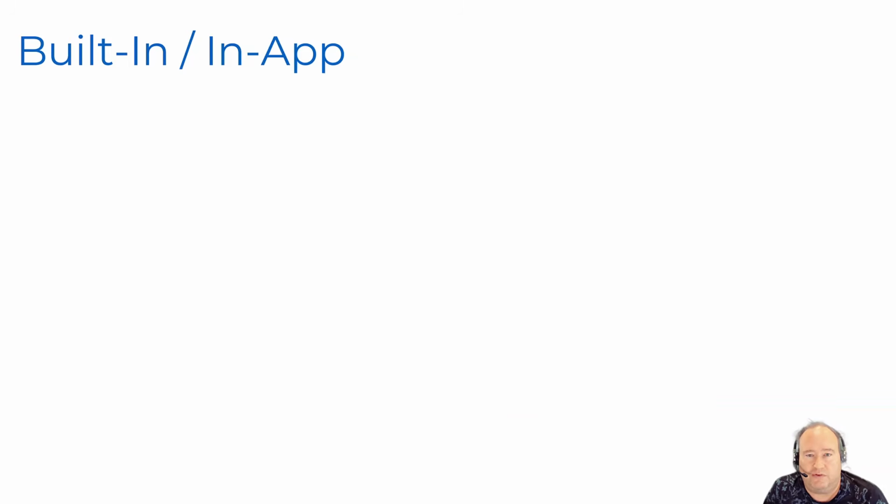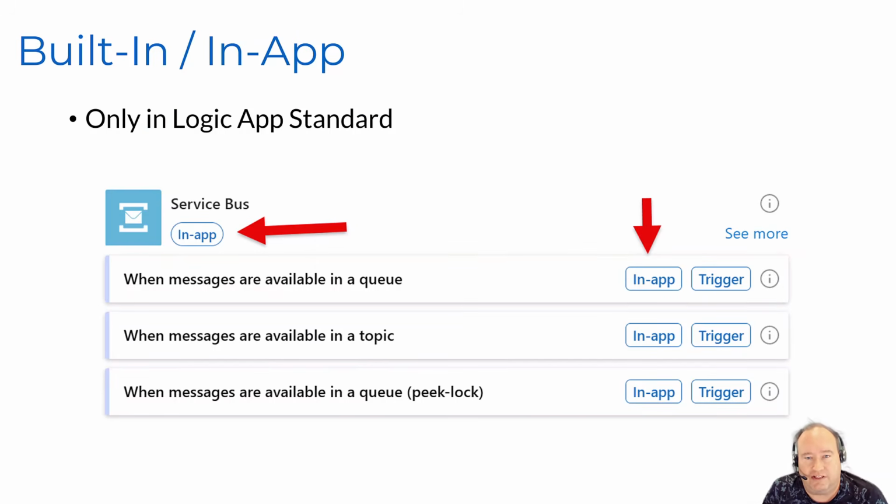Let's dive into a little bit more detail about these connectors. First off, the built-in in-app connector. As I mentioned, it's only available in Logic App Standard. When you search for this connector inside your Logic app, you could see both types of connectors depending on your search logic. You want to select the one that is tagged in-app, as shown below, in order to select your in-app connector.